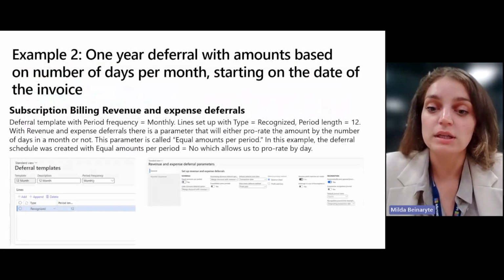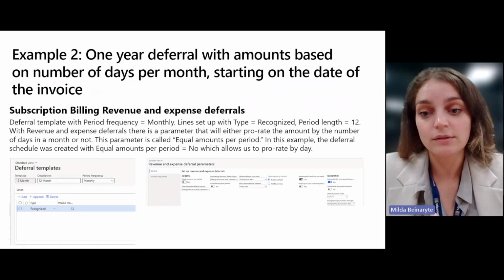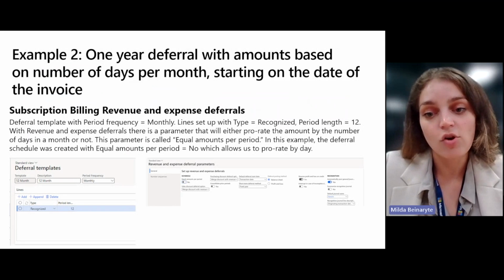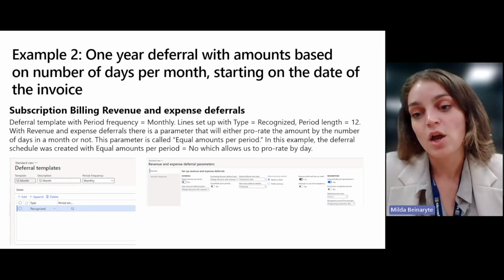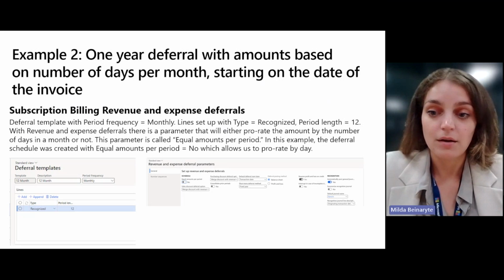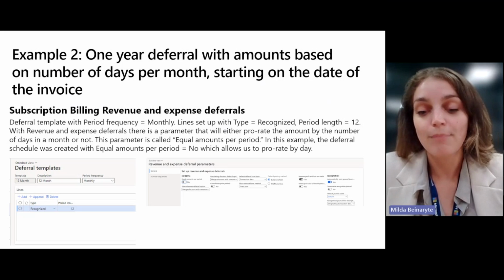The same configuration as subscription billing revenue and expense deferrals would be the same as we discussed before, except that one carrier on the equal amounts per period parameter, which in this case would be no. This allows us to have a prorate by date.